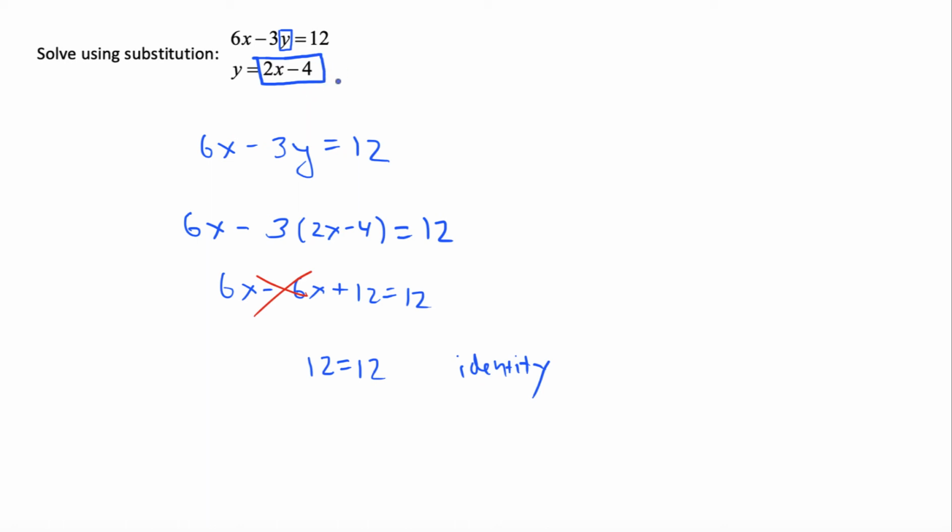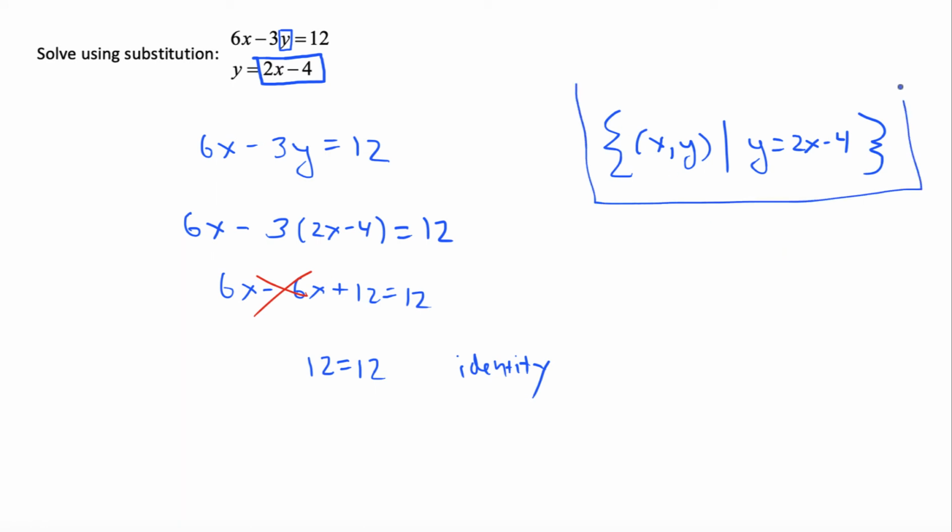So what is the answer then? Remember, you don't put identity, you don't say they're the same line, you don't say infinitely many solutions. The answer is every point where these lines overlap. So where do they overlap? They overlap at all x, y values such that y is equal to 2x minus 4. This is called set-builder notation. This is the proper way to write the answer.